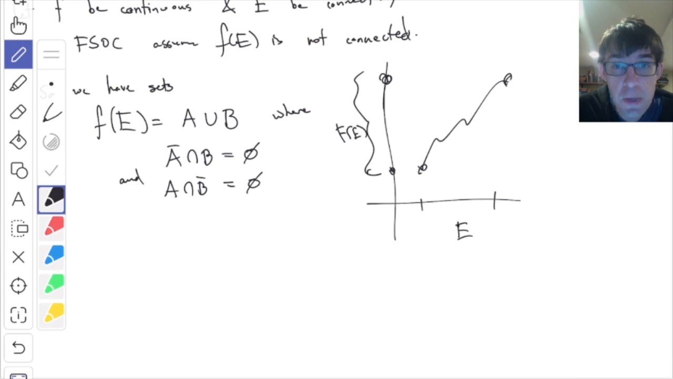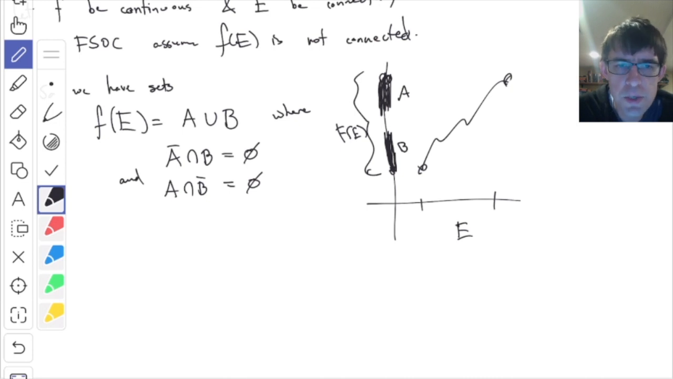E is a connected set in the domain, and you apply the function to it. Now, if it really is a continuous function, then f of E should also be connected. That's what the theorem says. But in order to obtain a contradiction, we have assumed that f of E is disconnected. So what that means is f of E somehow you can break it into two pieces, and it has like a gap in it, where these pieces are A and B. Okay. This is not truly possible with a continuous function, but that's what we're trying to show.